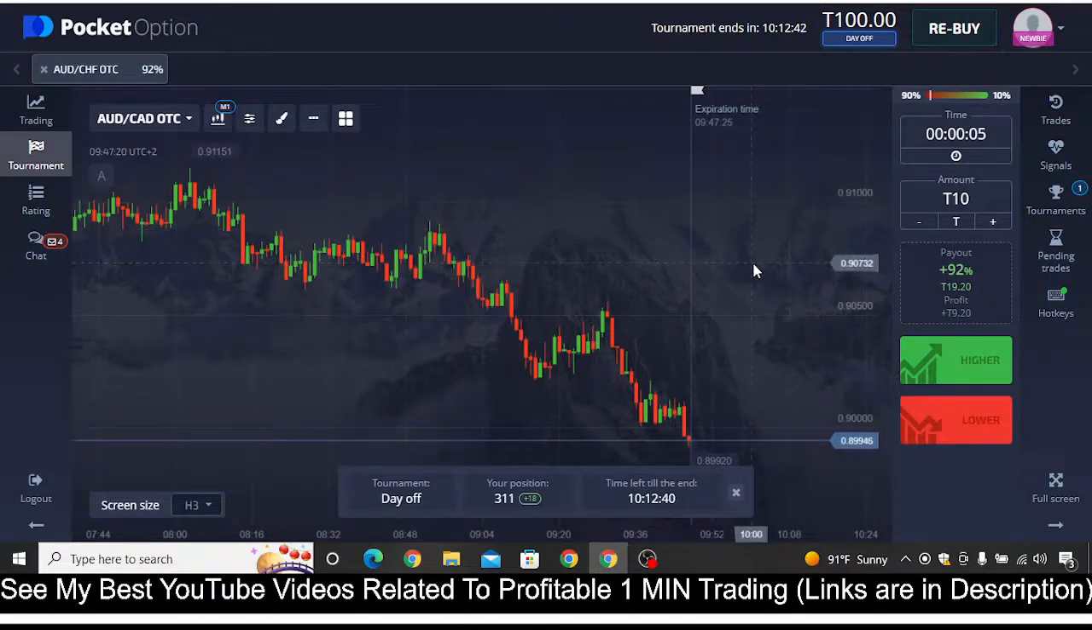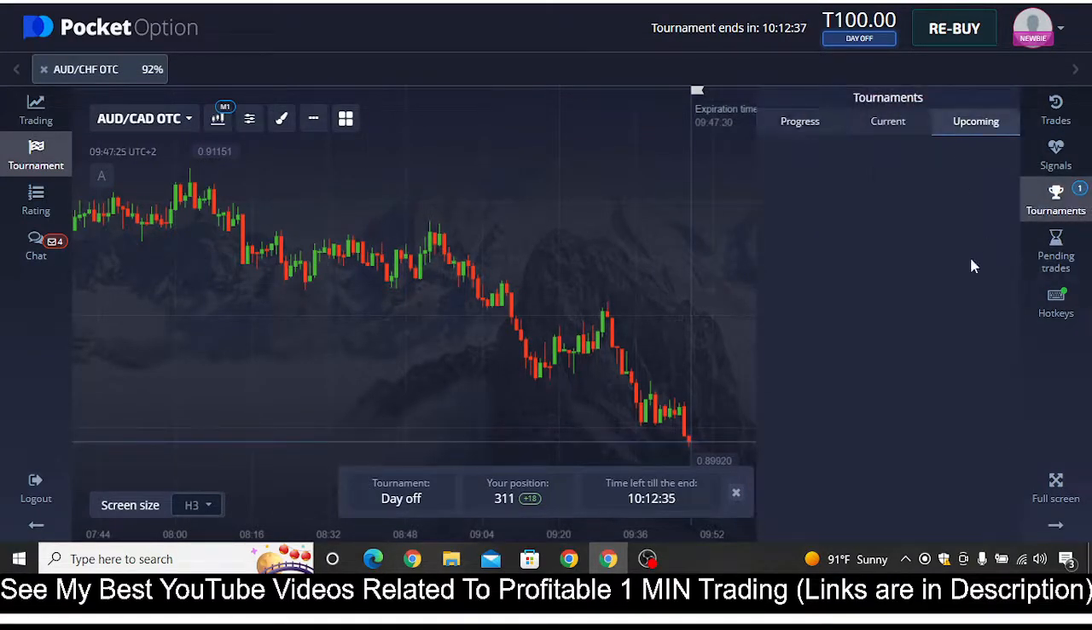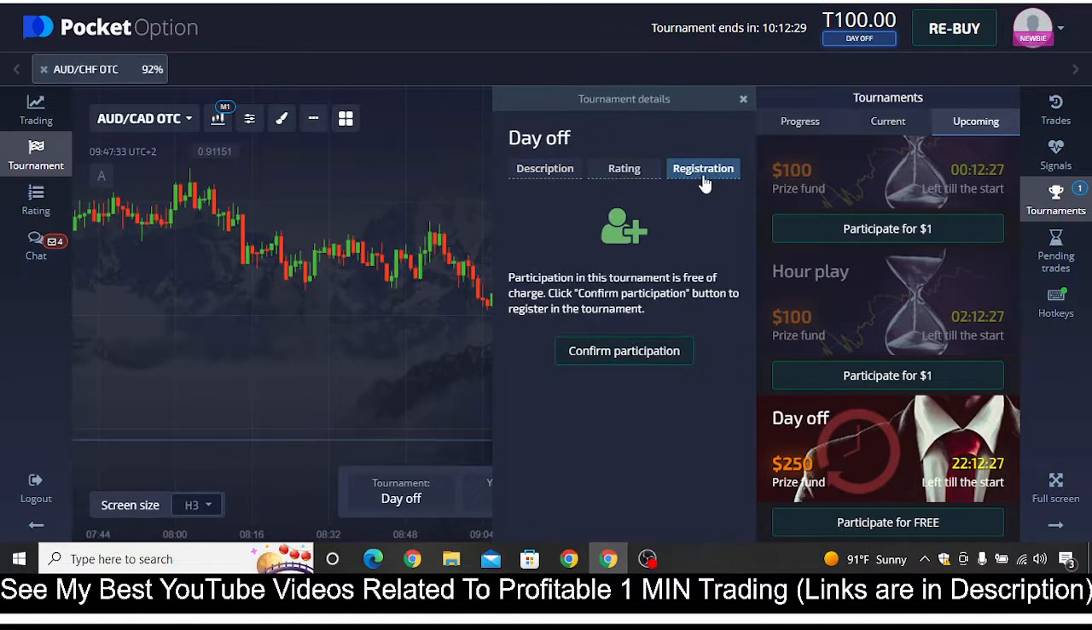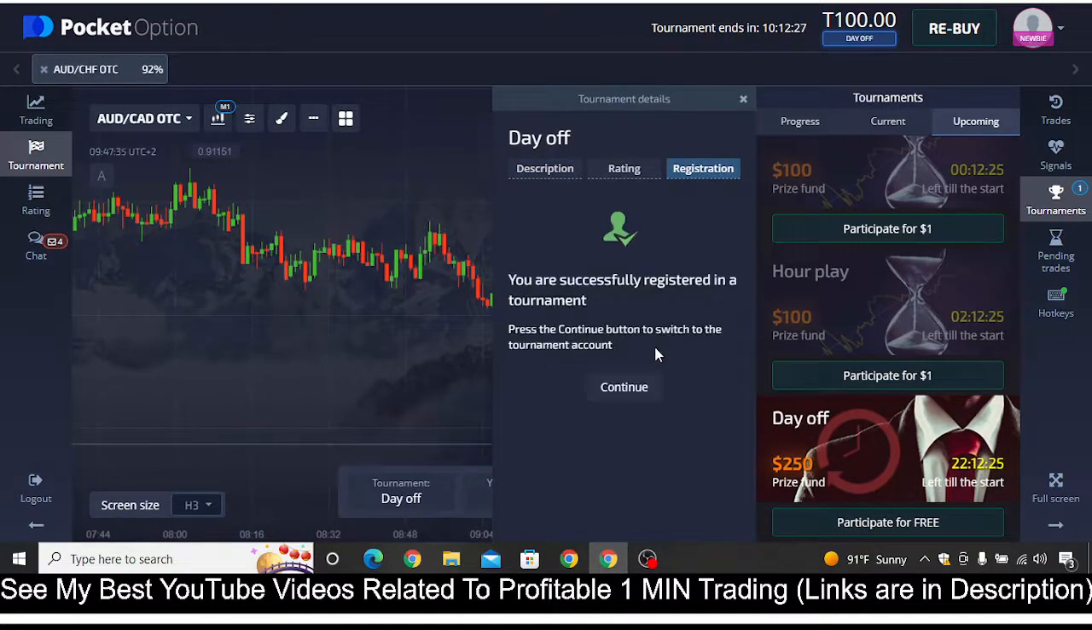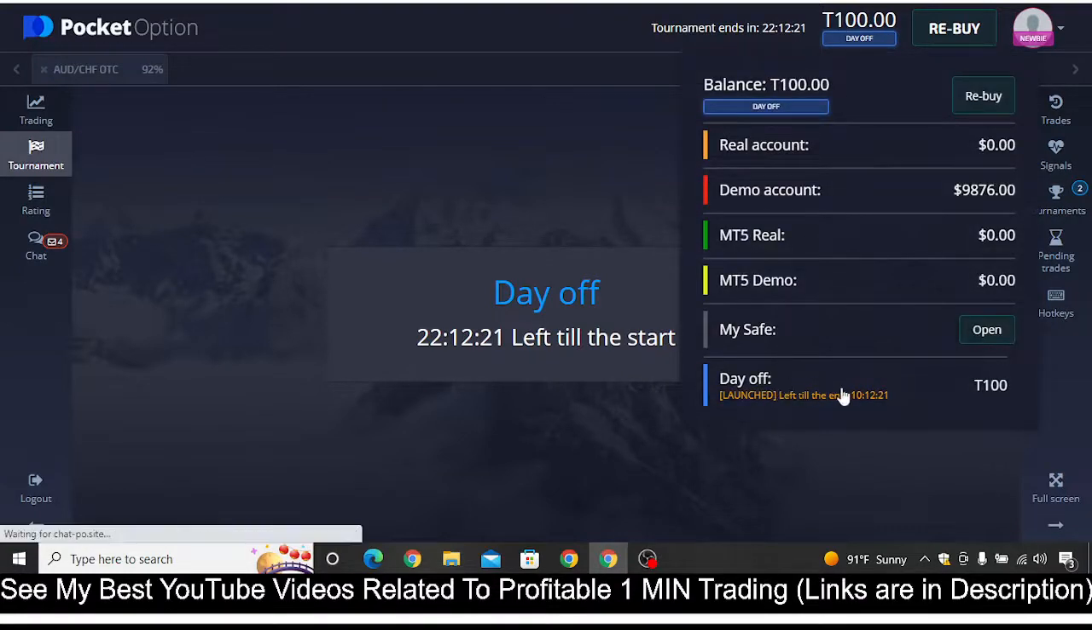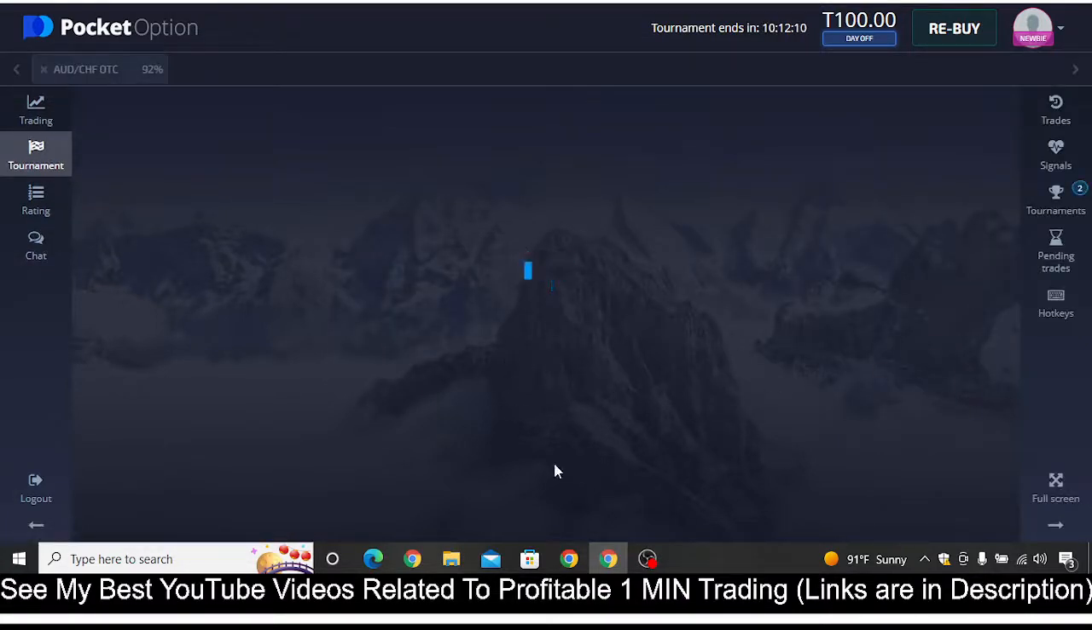Firstly, the platform that I'm going to use is Pocket Option, and Pocket Option has something called a tournament, where you can take part in the tournament for free every 24 hours. So this can be one of the tournaments that can help you to enhance your trading strategy. You can simply register in this way, and then this is going to be your tournament. It will start after 24 hours. There is another tournament that is already going on, and I'm going to show you by trading in this tournament account.